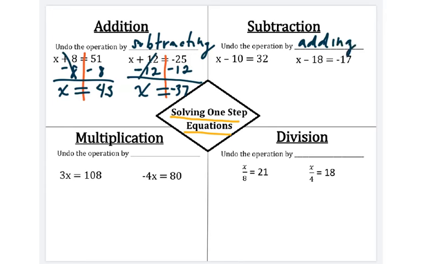So again, we start by drawing our border. We need to get this x by itself. In order for this x to be by itself, there is a minus 10 in the way. So to undo that minus sign, we need to add 10. Whatever we do on the left, we also do on the right.